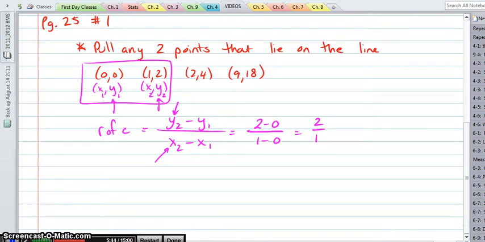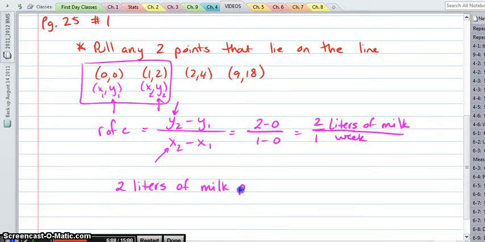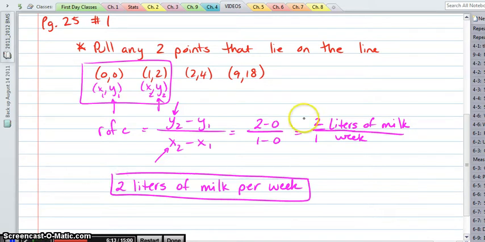So let's look back at the graph. The y-axis has a label, and that's the label that we're going to use for our vertical change. So 2 liters of milk per 1 what? Per 1 week. So maybe your family goes through 2 liters of milk a week. So we can explain it: 2 liters of milk per week. Okay? You can write it like this. If you wanted to keep it like this, that would be fine with me as well, as long as you have the labels in there.